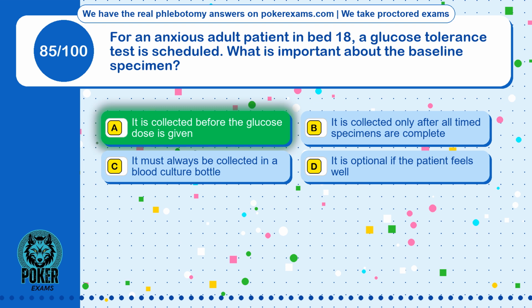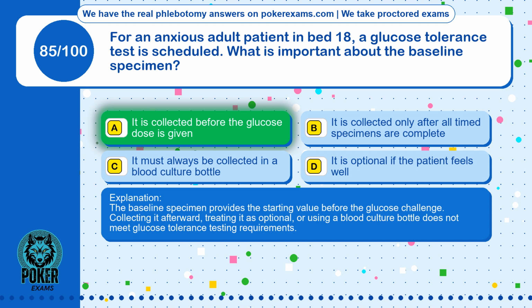The correct answer is option A. It is collected before the glucose dose is given. The baseline specimen provides the starting value before the glucose challenge. Collecting it afterward, treating it as optional, or using a blood culture bottle does not meet glucose tolerance testing requirements.